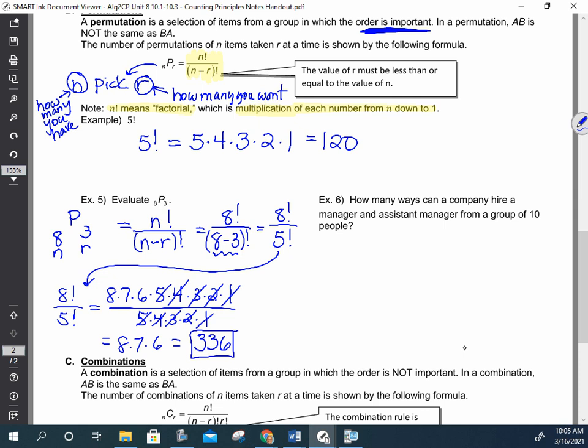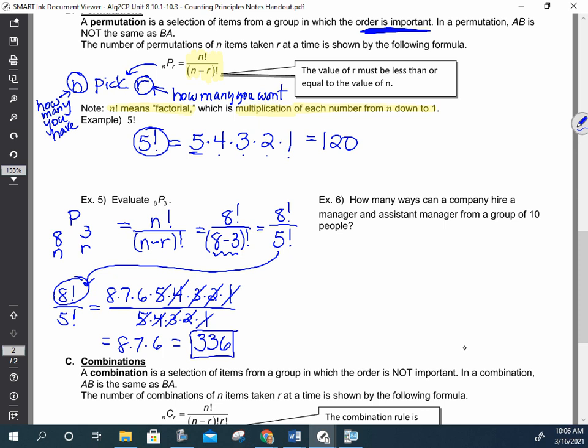Any questions before we do it the short way using the calculator? So factorial, just like this problem, you start from the number they gave you, and you go all the way down to 1. So if you started with 8, you have to start with 8 and go all the way down to 1. But remember, this is the long way for those people who don't have calculators.